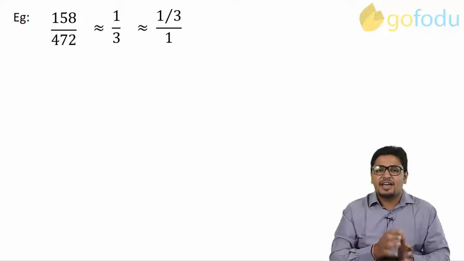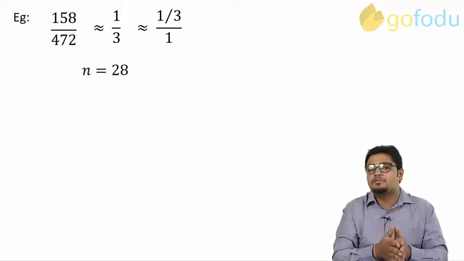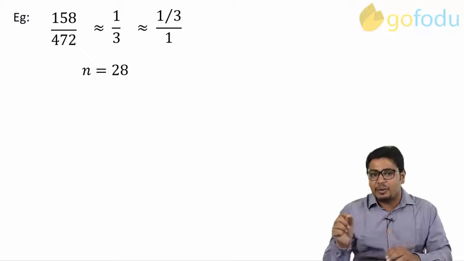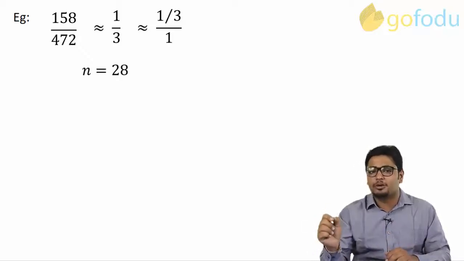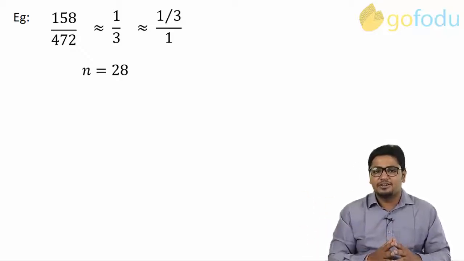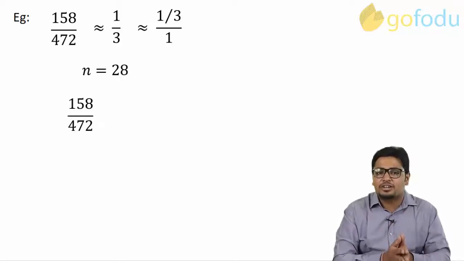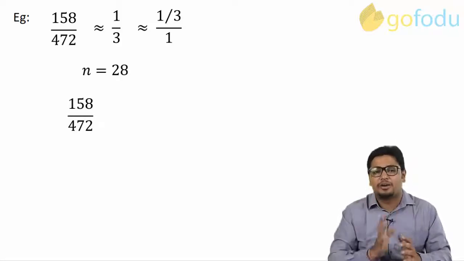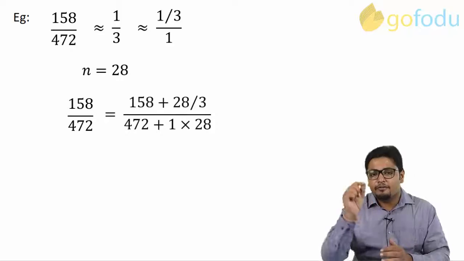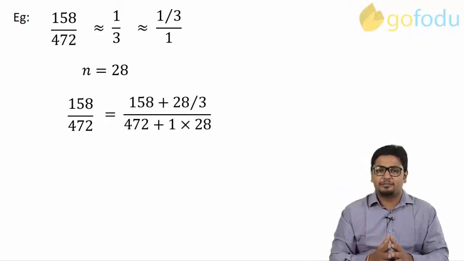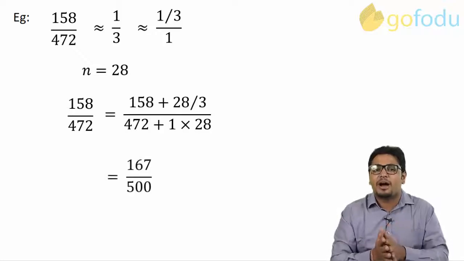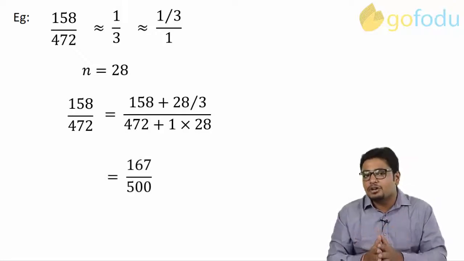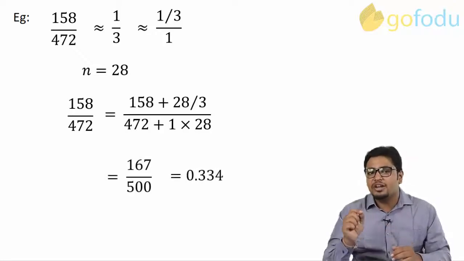In this case, ny or simply n becomes 28, as 28 is to be added to 472 to make it 500. Now, to balance the fraction, we have to add nx to the numerator. That would be 1 by 3 into 28. So, we get approximately 167 by 500, which is equal to 0.334.